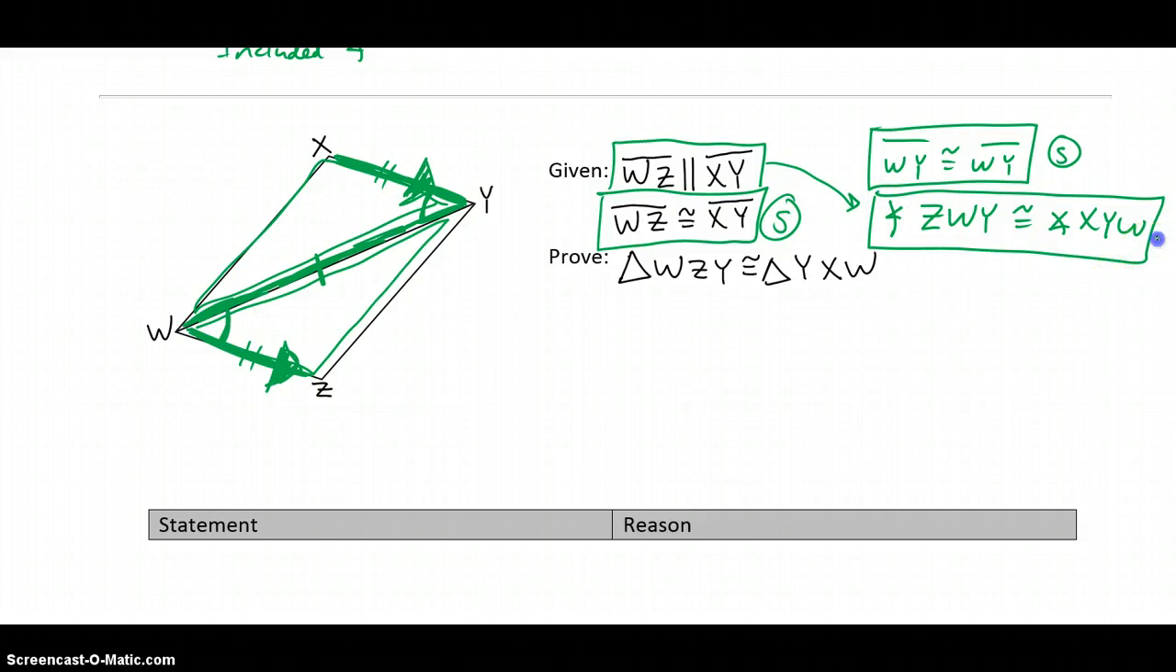That gives me a pair of congruent angles that are included between my congruent sides, and that's enough information to write my proof. So what you need to do in your lifeboat is to write the proof that proves these two triangles congruent to each other.